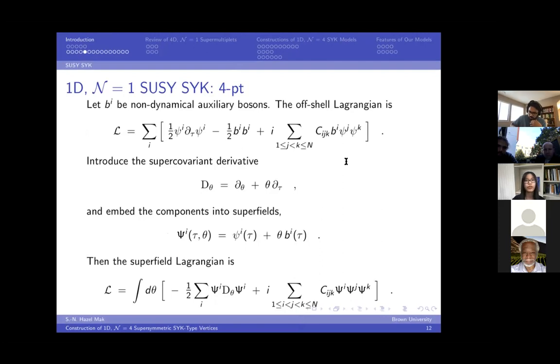So this is the offshore Lagrangian, and then you can introduce a supercovariant derivative and also a superfield that envelops these component fields. And then we can rewrite it in a superfield formalism. So this is the superfield Lagrangian. This is a kinetic term, and this is the interaction term. And now this SYK coupling appears naturally here as a coupling between these three superfields. And this is Gaussian random.